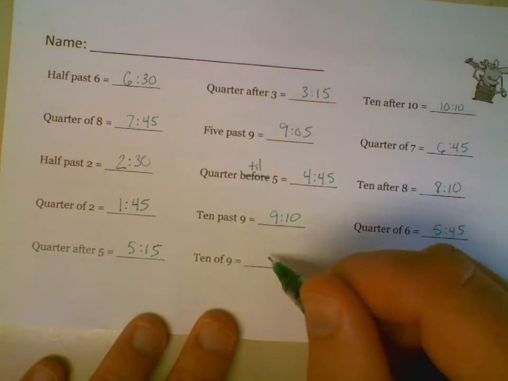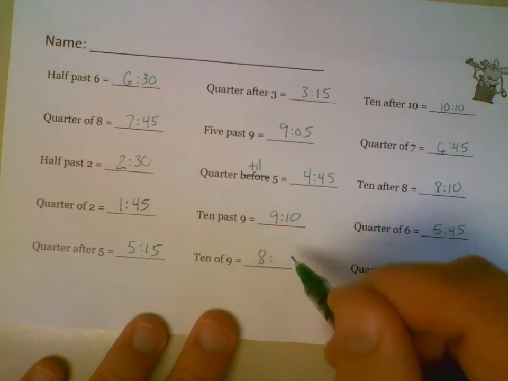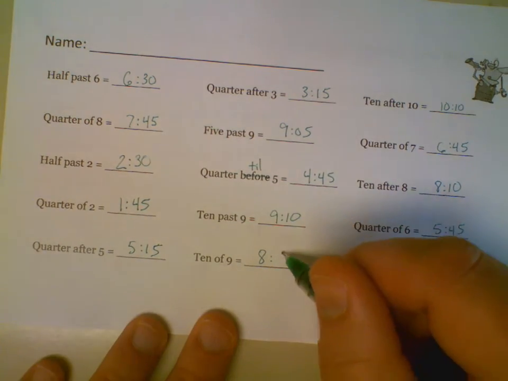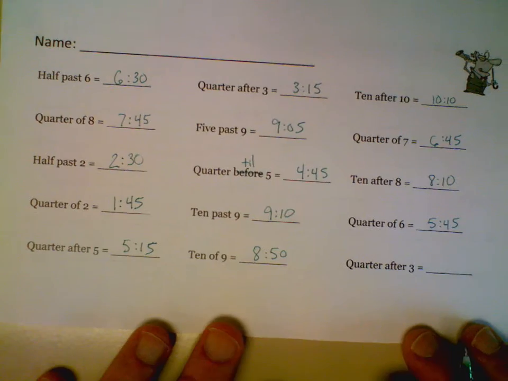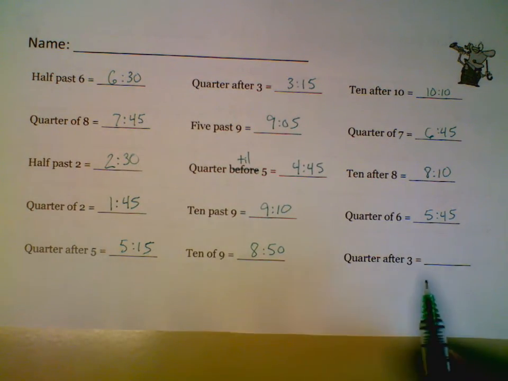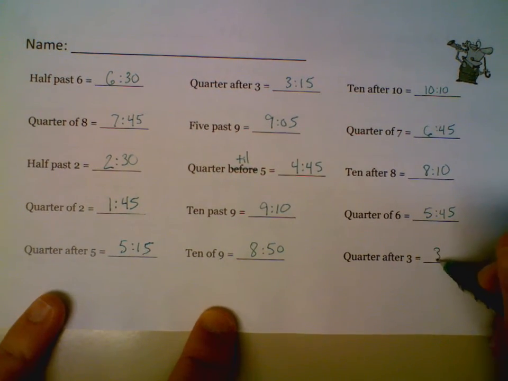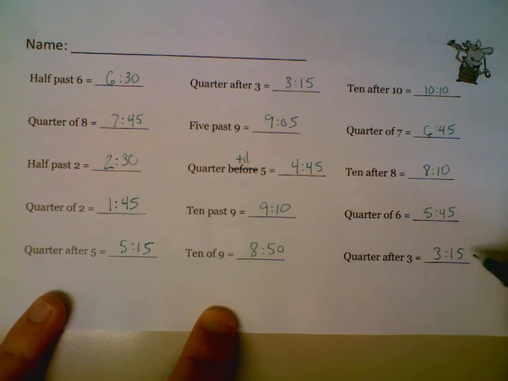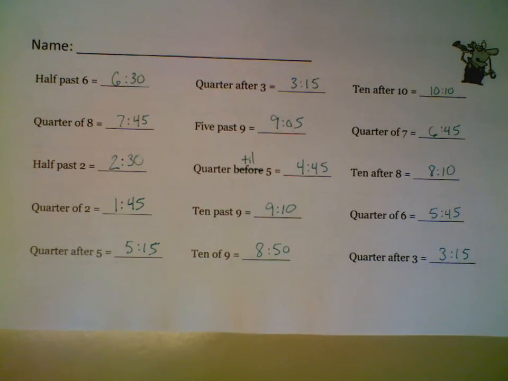Not 9 o'clock. It's 8 o'clock. But in 10 minutes, so if I go backwards 10 minutes, it's 8:50. Okay, and quarter after 3. So it's still in 3 o'clock. 15 minutes has passed. It's 3:15. Okay?